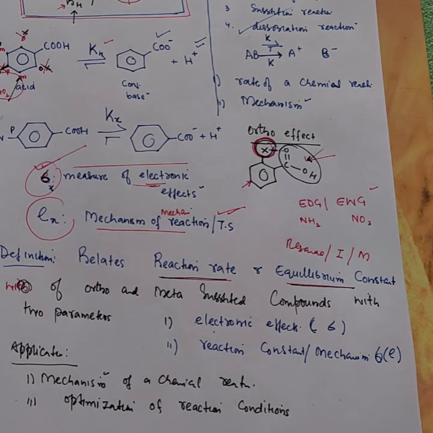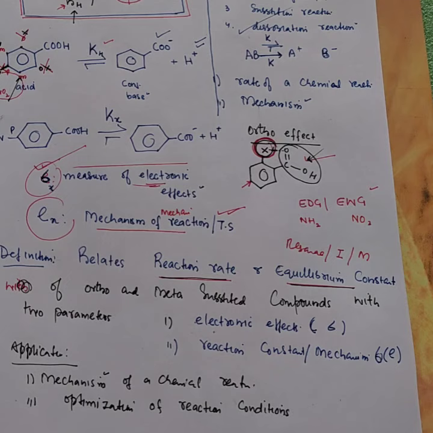We'll get maximum yield. More reactants react to form the products, so the yield should increase. The condition of the reaction should be easy. So all this comes under the optimization condition. So knowing the mechanism: the Hammett equation helps us to know the mechanism, number 1. And also it helps us to optimize the reaction conditions. So this is all about the basics of the Hammett equation.